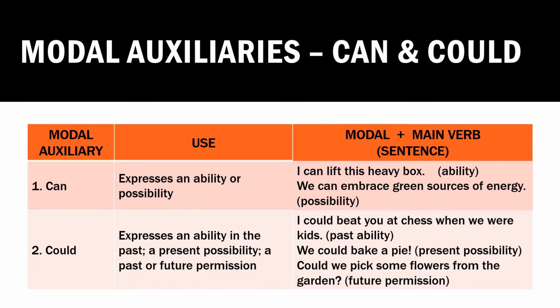The use of can is to express an ability or a possibility, and it is used in a sentence showing ability: I can lift this heavy box, or a possibility: we can embrace green sources of energy. So can is used to express ability or a possibility.